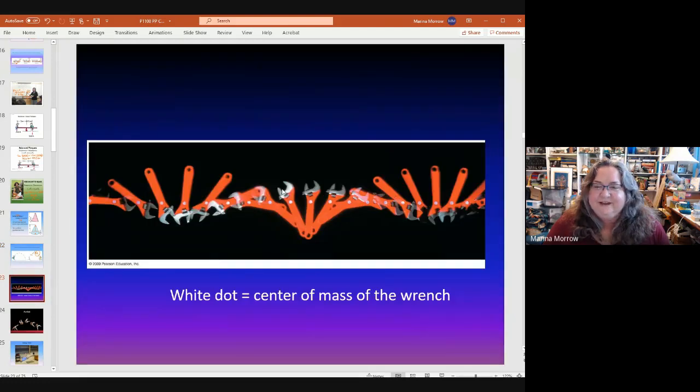Anyway, here's a wrench, and you can see how the center of mass is that white dot. This wrench was dropped straight downwards, but I had to turn it sideways to fit on the slide. But you can see how the center of mass is close to the head, the jaws, and it's circling around as it falls.